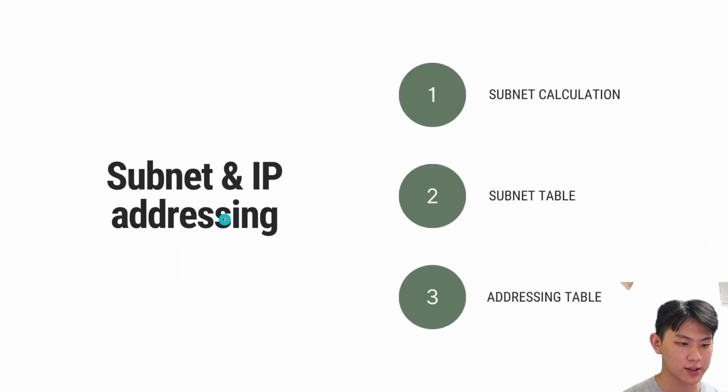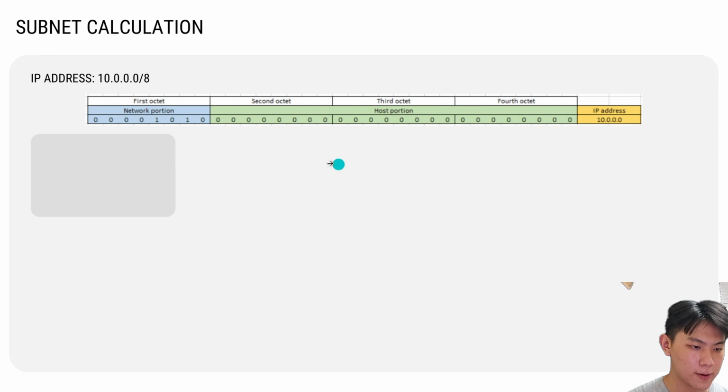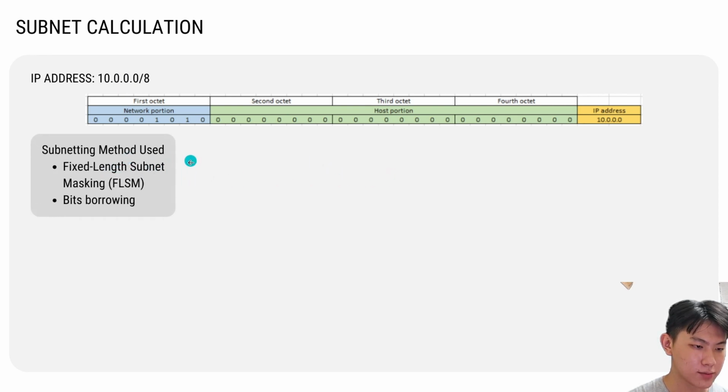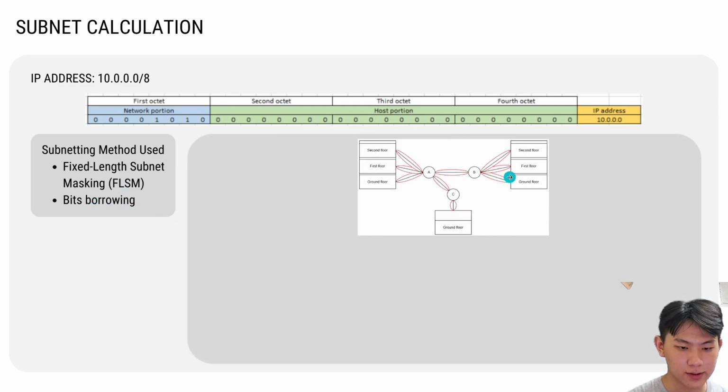And now I will talk about the subnet and IP addressing. First I will talk about the subnet calculation. The IP address used in this assignment is 10.0.0.0. The subnetting method we use in this assignment is fixed length subnet masking and bit borrowing. This diagram is the initial network topology design, where the lines circled by red circles are the subnets. From the diagram, we can know that there are 9 subnets in this network topology.